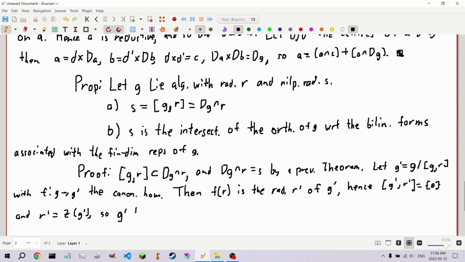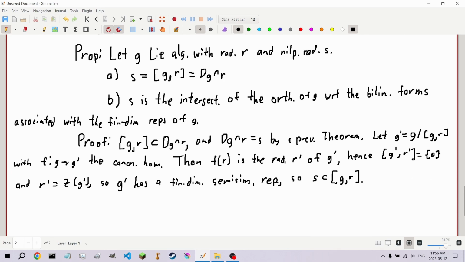So we saw that G prime has a finite dimensional semi-simple representation, so that S has to be inside the bracket of G and R. That's it for part A, because we have a circle of inclusions.